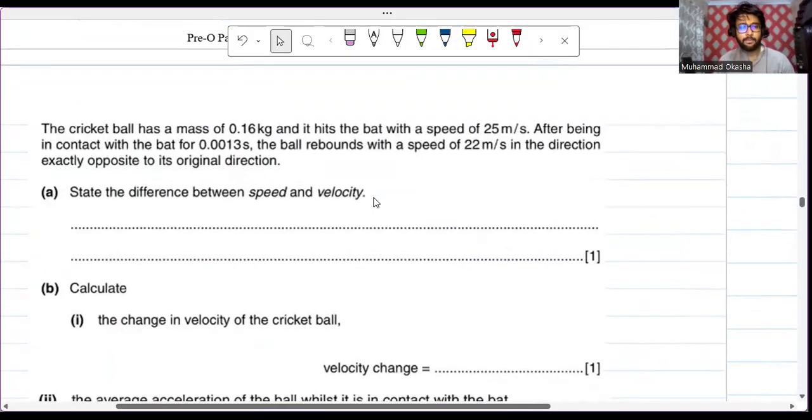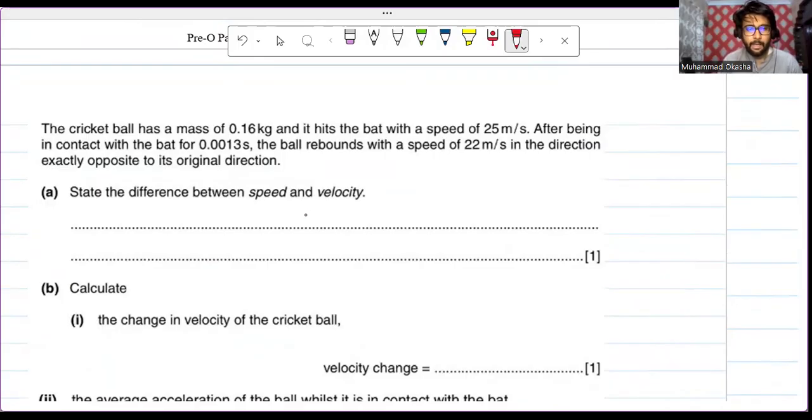A cricket ball has a mass of 0.16 kilograms and it hits a bat with a speed of 25 meters per second. After being in contact with the bat for 0.013 seconds, the ball rebounds with a speed of 22 meters per second in the direction exactly opposite to its original direction.